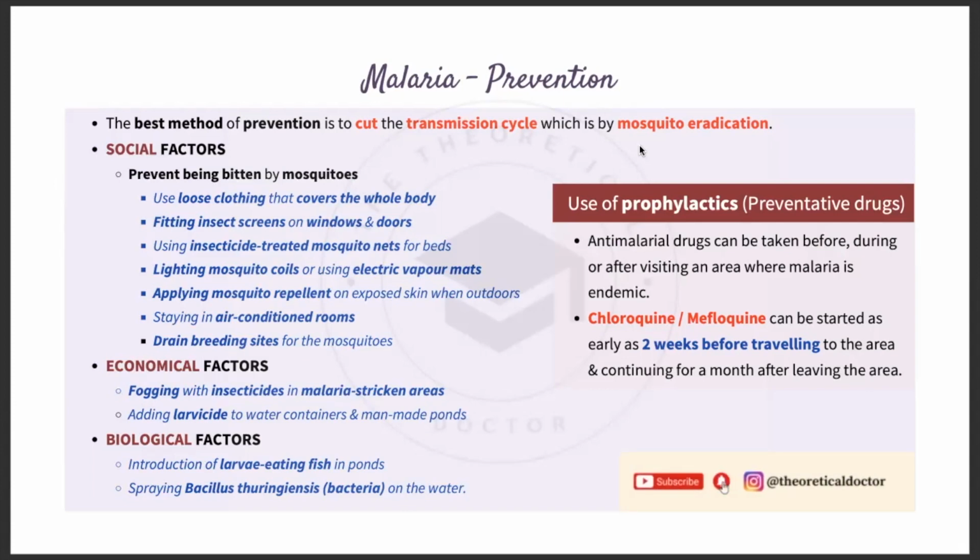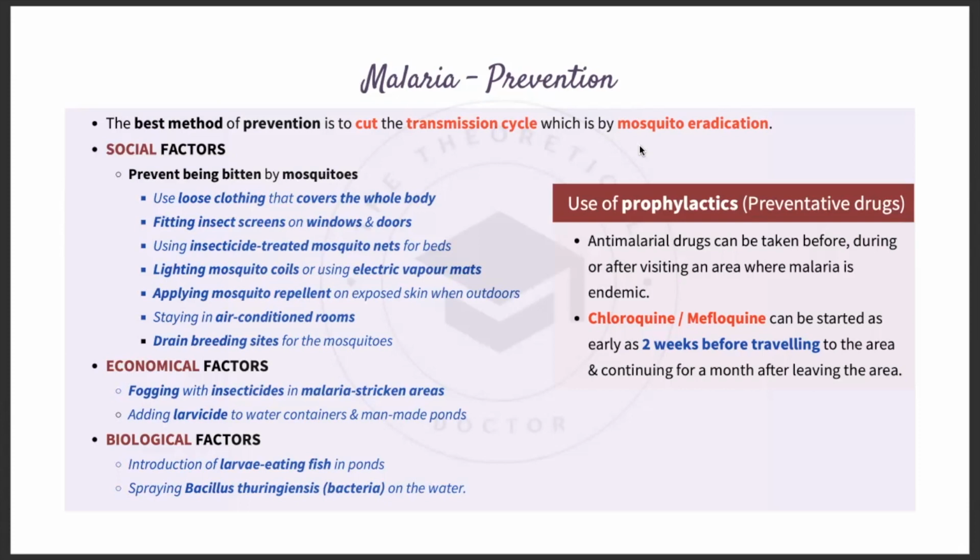When it comes to prevention, it's similar to the prevention in dengue, because dengue is spread by mosquito as well. However, remember that the Aedes mosquito is usually found in the early mornings or early evenings, while the Anopheles mosquito, the one that spreads malaria, usually bites at night. So the best method of prevention is to cut the transmission cycle, which is mosquito eradication. So first of all, just prevent being bitten by mosquito. Use loose clothing that covers the whole body. Use insect screens on windows and doors if you like to leave the doors or windows open.